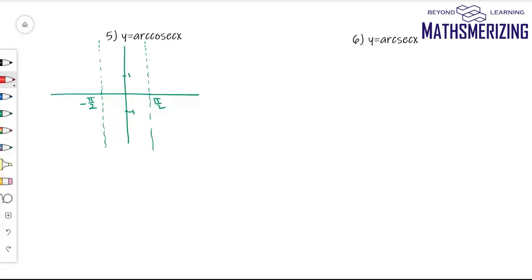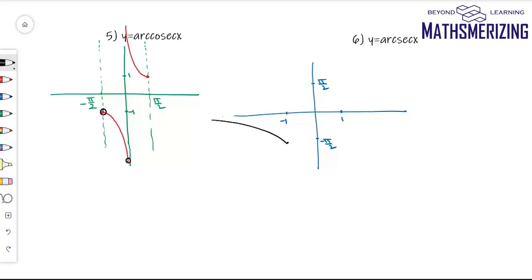Now for cosec inverse x, I'll draw the graph of cosec x between minus pi by 2 and plus pi by 2. Again, for the graph of cosec inverse of x, I'll mark these points and connect them. So that is the graph of cosec inverse of x.